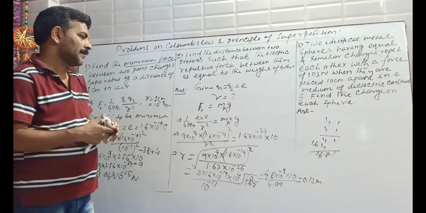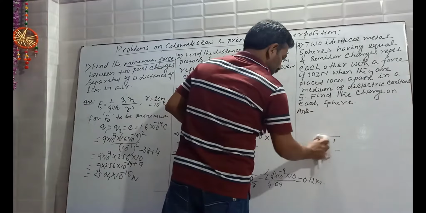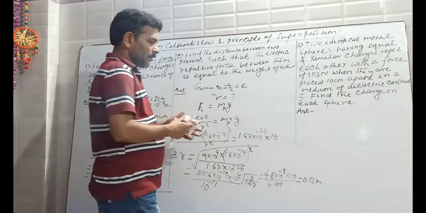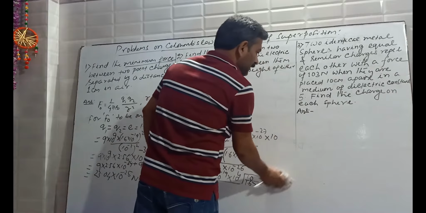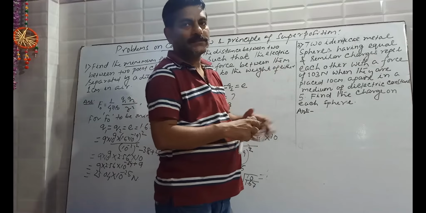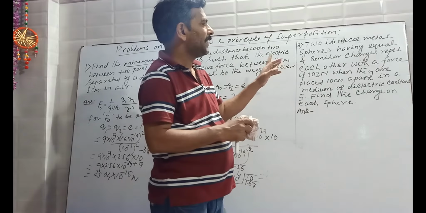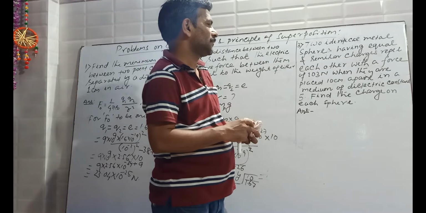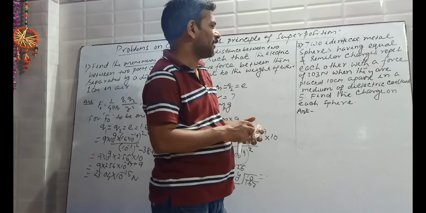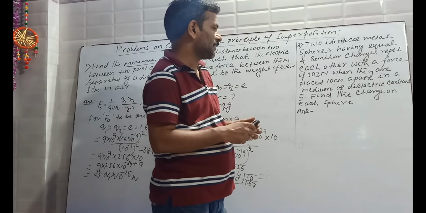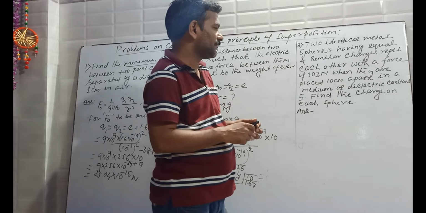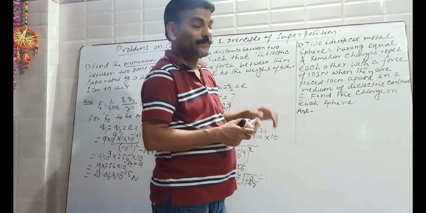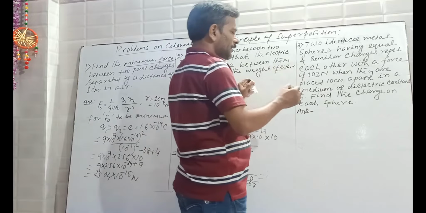Okay? Then you write question number 3. Two identical metal spheres having equal and similar charges repel each other with a force of 10^3 Newton when they are placed 10 centimeter apart in a medium of dielectric constant 5. Find the charge on each sphere. That means it is given force in a medium because dielectric constant is given.